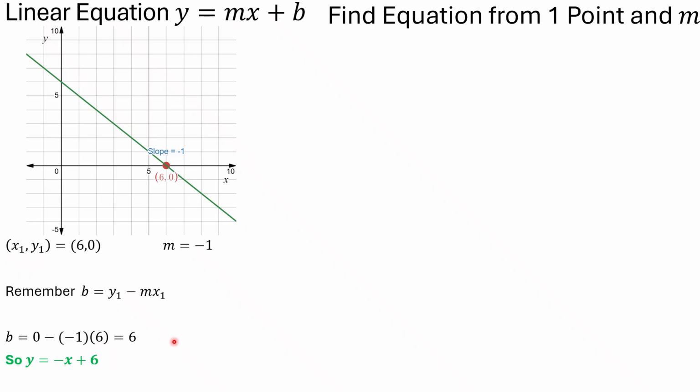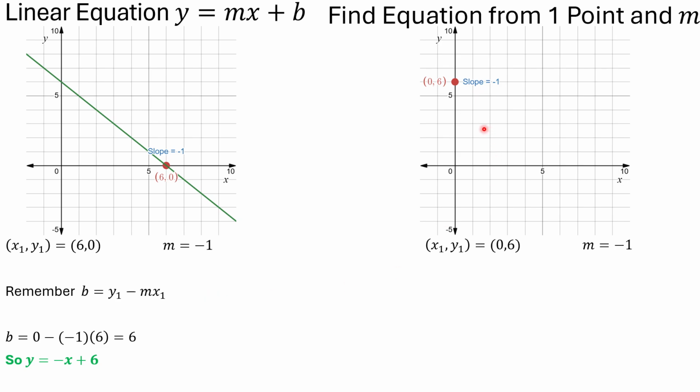Let's take a look at another problem. So here we have a y-intercept given to us. The slope is given to us. So essentially we have everything we need, right? We can just literally plug this into this equation. The slope is -1, so -x. The y-intercept is 6. Plug that in, you get y equals -x plus 6. That should look familiar. That's what we just had earlier.